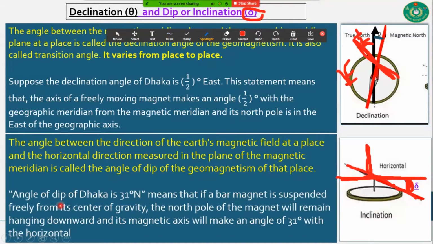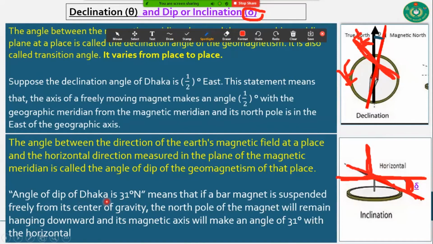Yes, the angle of dip of Dhaka is 31 degrees north. Yes, north means the north pole of this bar magnet that is suspended from a rigid position will hang towards the geographical axis.